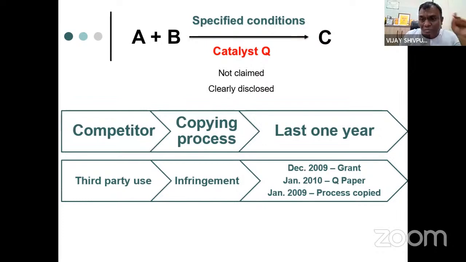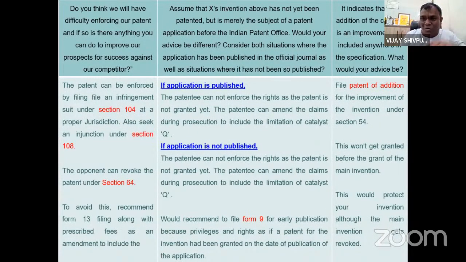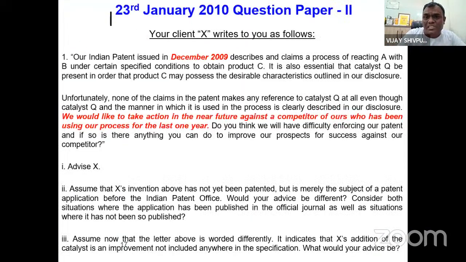Now, in case of an infringement lawsuit, the opponent can counter argue that the party's product or process is non-infringing with respect to the patent, or the second option is the opponent can revoke the patent under section 64. And that's where this particular statement comes in: it is also an essential characteristic to have that Q, the catalyst. It's not claimed, but the essential desirable characteristics of the product would be obtained only in the presence of Q.